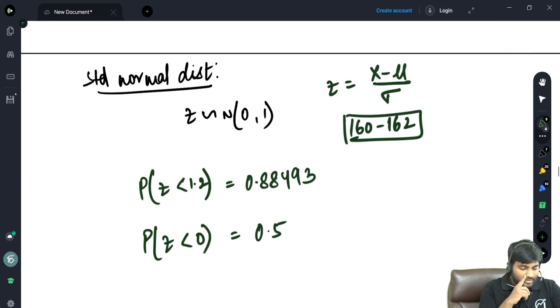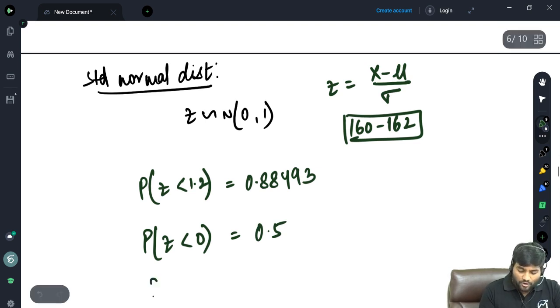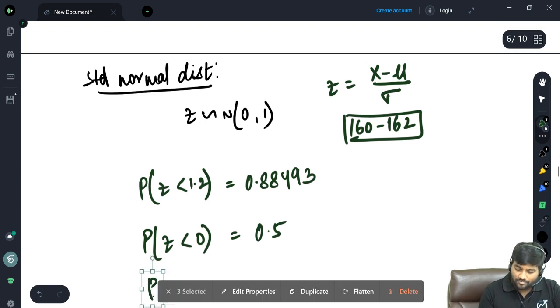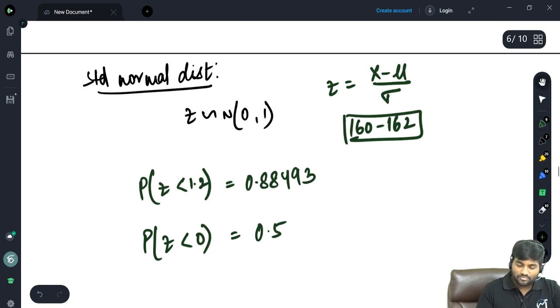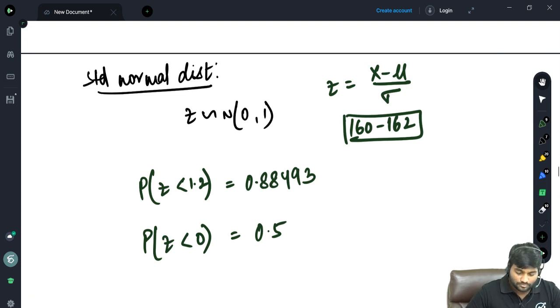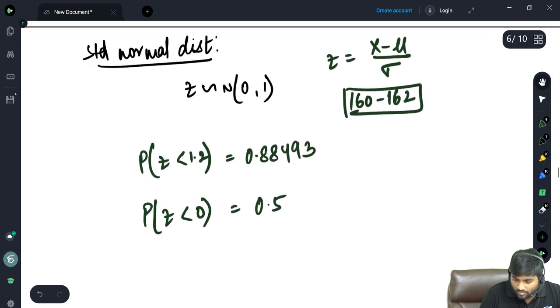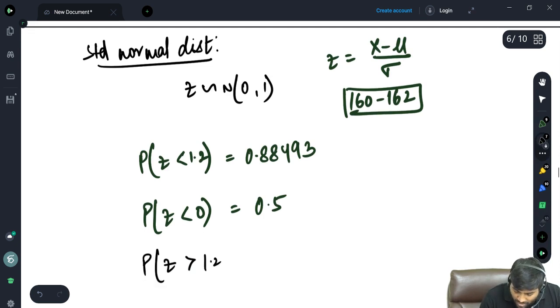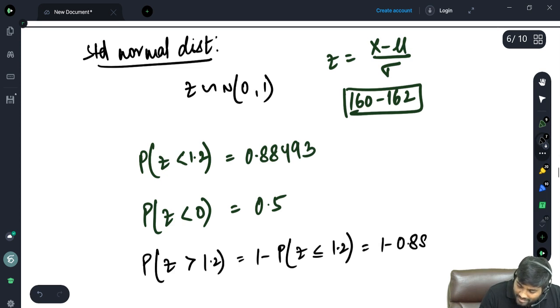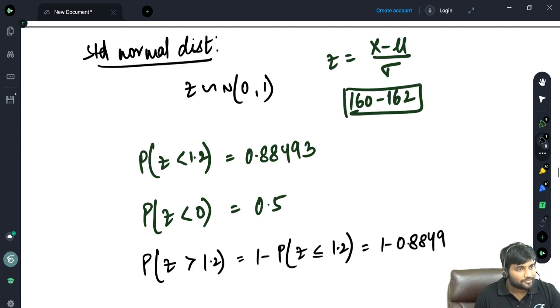Now, if you are asked, please copy this first. Probability Z is greater than 1.2 is what? 1 minus probability Z is less than or equal to 1.2, which is 1 minus 0.88493. Is it okay?